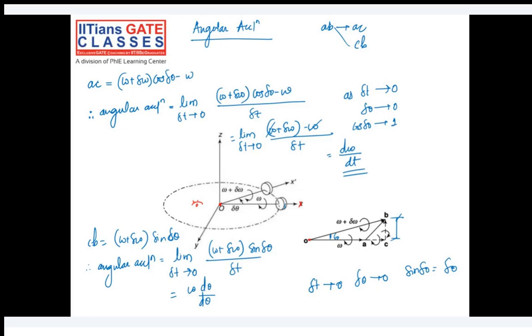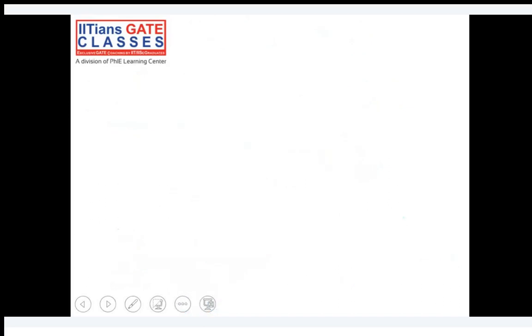So we have one part and we have a second part, d omega by dt, and I will add them together. I'll write in the next slide. Total angular acceleration, which is represented by alpha, is equal to d omega by dt plus omega times d theta by dt.